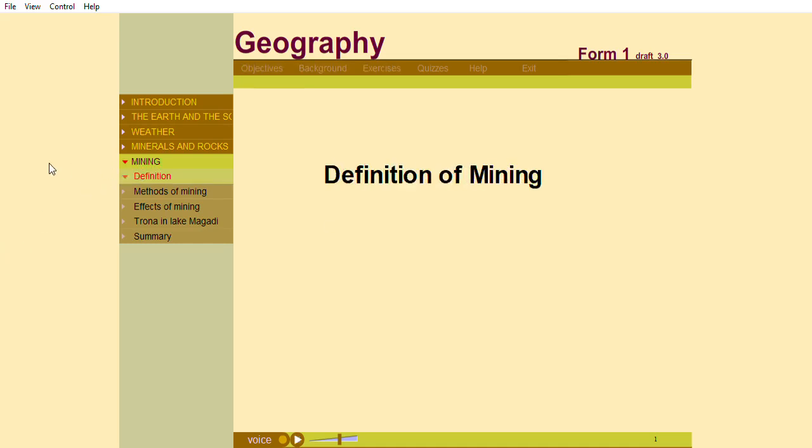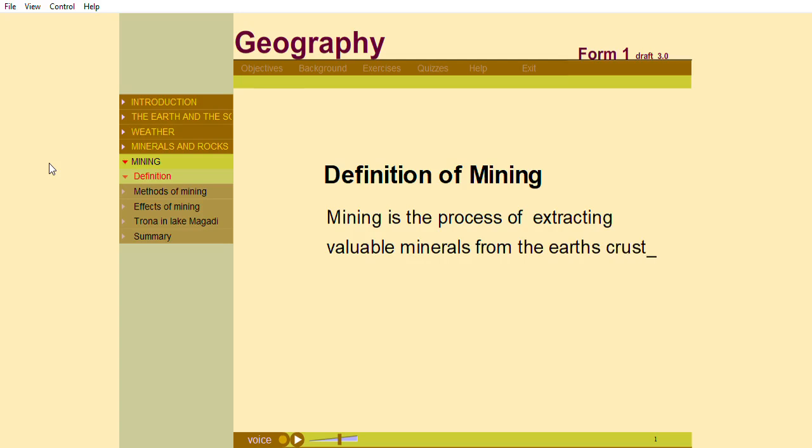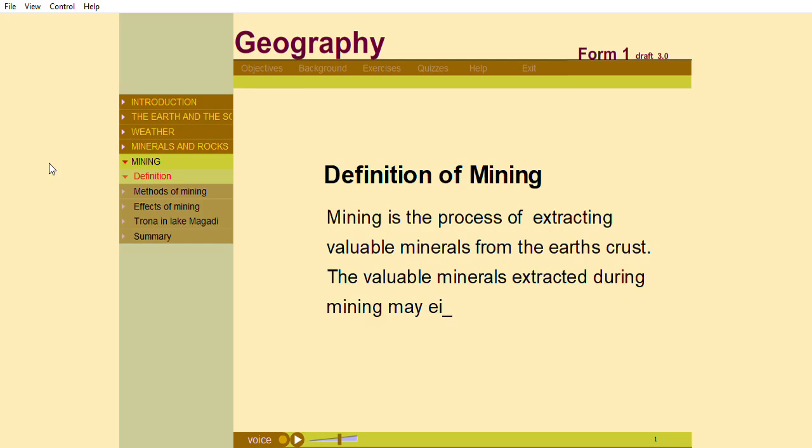Definition of mining. Mining is the process of extracting valuable minerals from the Earth's crust. The valuable minerals extracted during mining may either be in solid, liquid, or gaseous form.